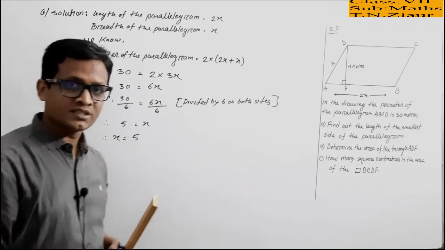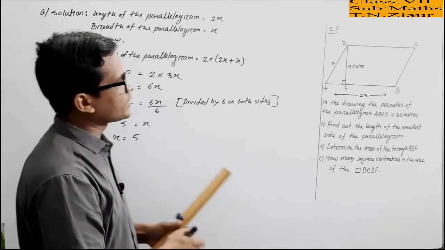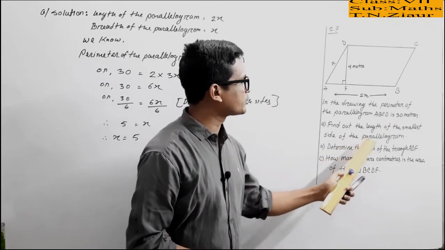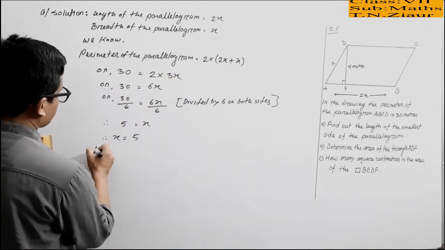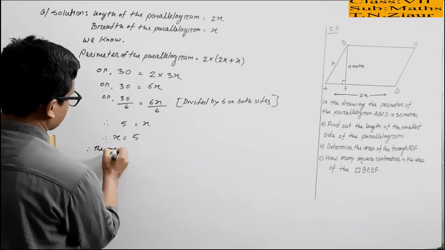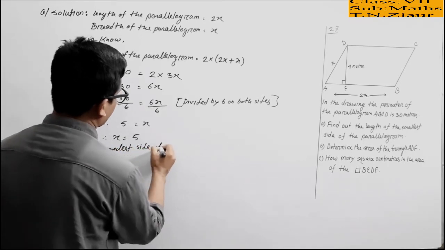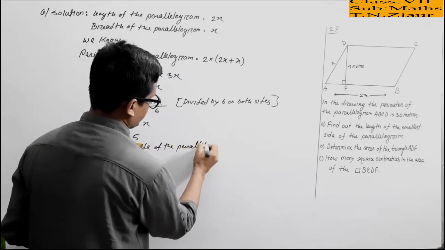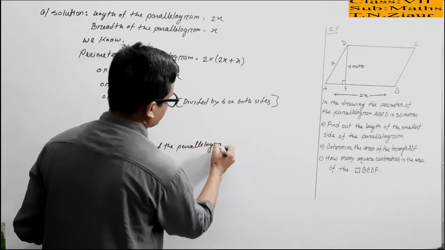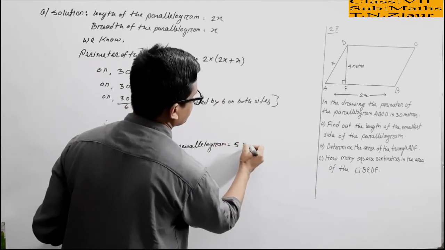5 is equal to x means x is equal to 5. So this one is the smallest side, as asked: find out the length of the smallest side of the parallelogram. Therefore the smallest side of the parallelogram is equal to 5 meter.